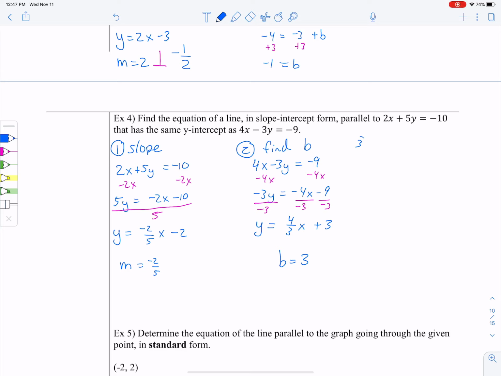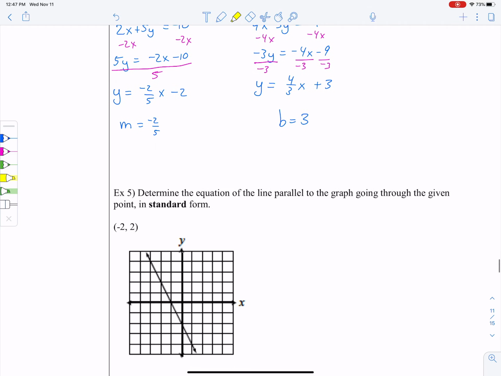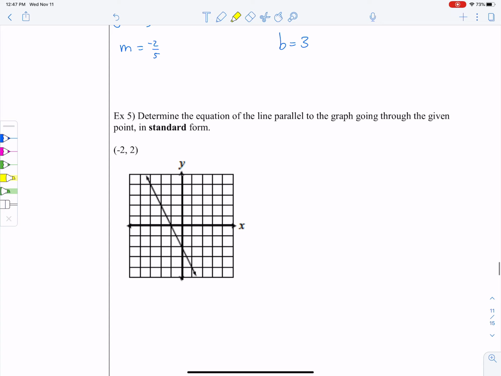So our third step, we're going to put together our m and our b. So we get y is equal to -2/5 x plus 3. That's our final answer here. Next, this one says, determine the equation of the line parallel to the graph going through the given point in standard form. So here's our point, x and y. Okay, we're going to use that to find b.